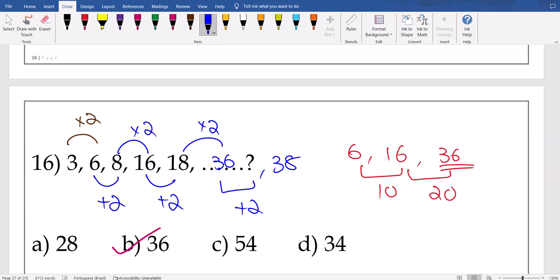Sometimes they'll ask what are the next two numbers. Instead of one number, they may ask you the next two numbers as well. If that is the case, 36 and 38 both should come into the picture. First is 36, next is 38. Multiply by 2, add 2. Multiply by 2, add 2. Okay.